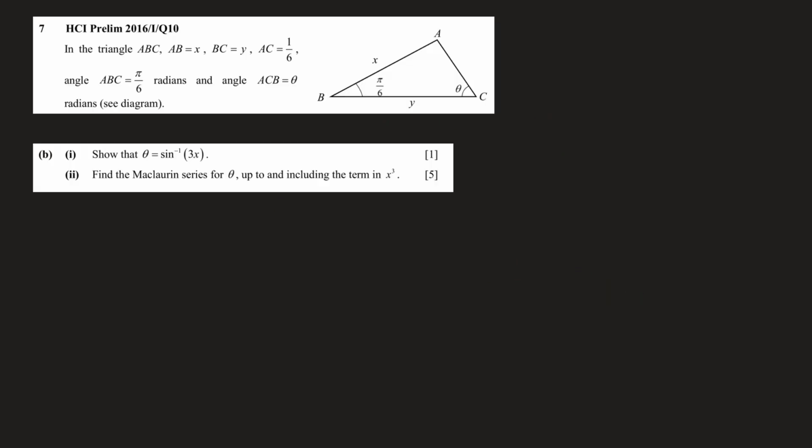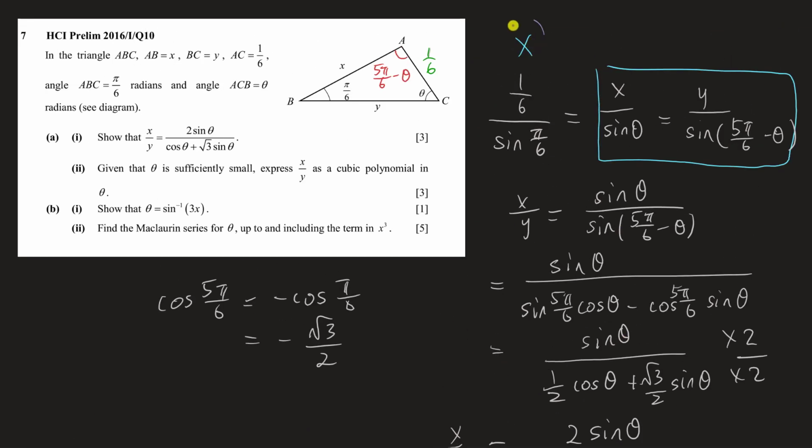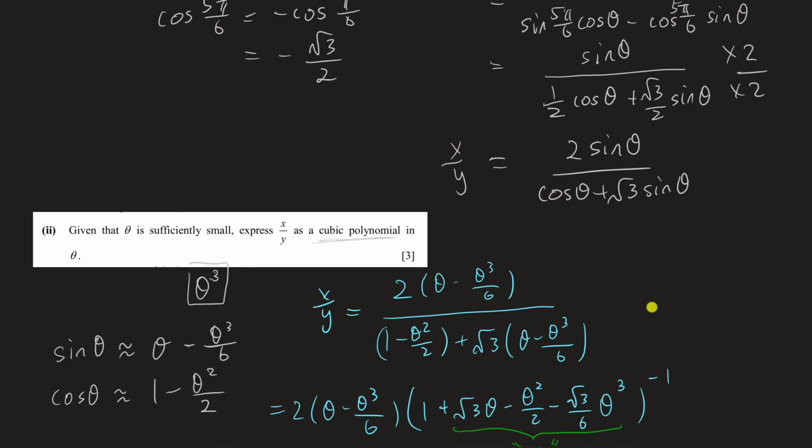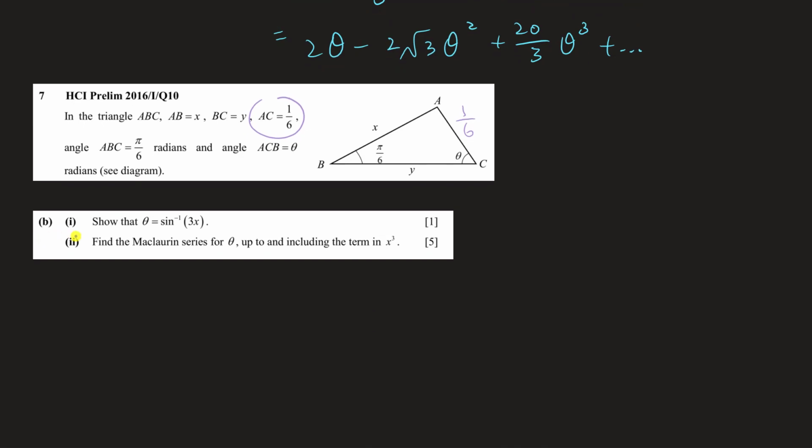Final part of this question, part B. First part, show theta is equal to sine inverse 3x. There is one item that we have not used yet because this 1 over 6 at the very beginning, you realize that we did not use this. So now, of course, I believe we have to sort of use this. If not, why would they give it, right? So this is 1 over 6. So let's just use this and see how we can do B part 1.